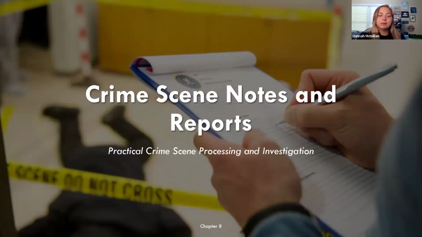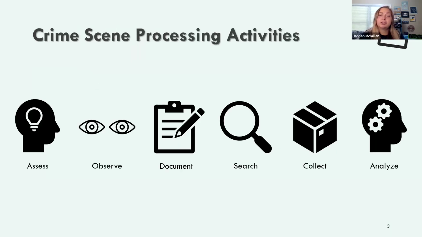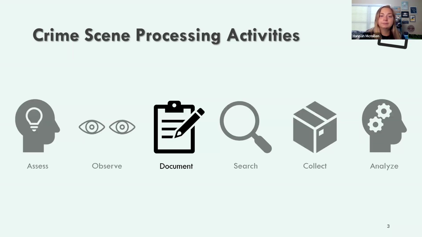So, as usual, these are our learning objectives for this specific chapter, and they can be used as a study tool and just to gauge your understanding of everything that we're covering throughout this lecture. As a refresher, the 6 crime scene activities in their basic order are assessing, observing, documenting, searching, collecting, and analyzing. This week, we are continuing our focus on documenting.